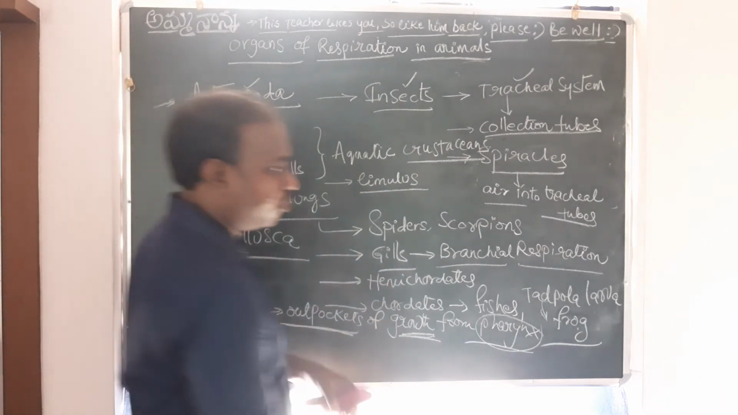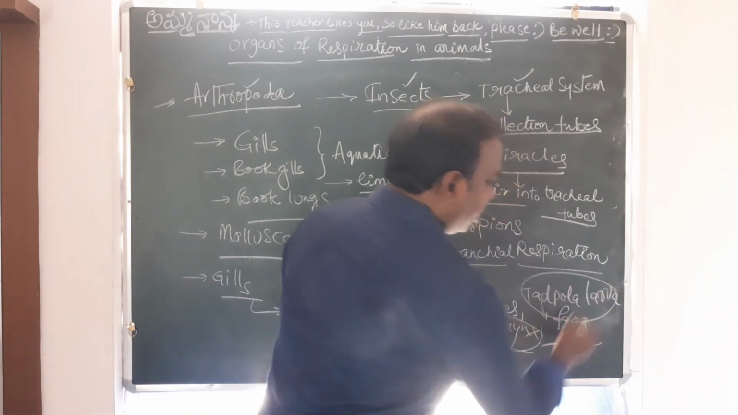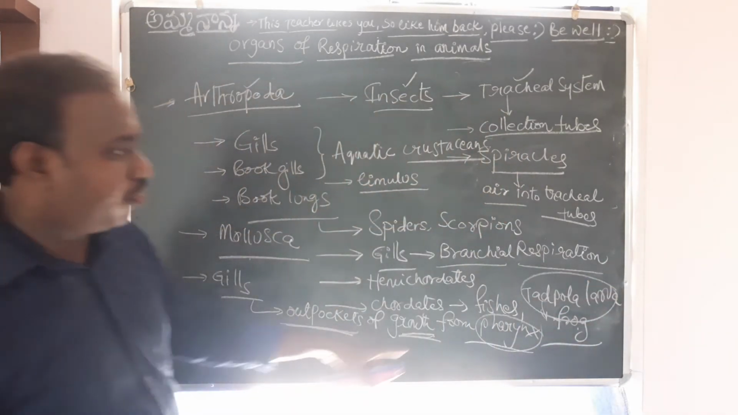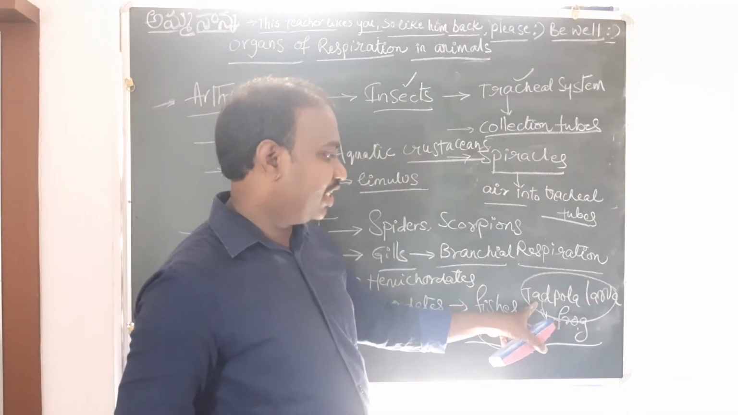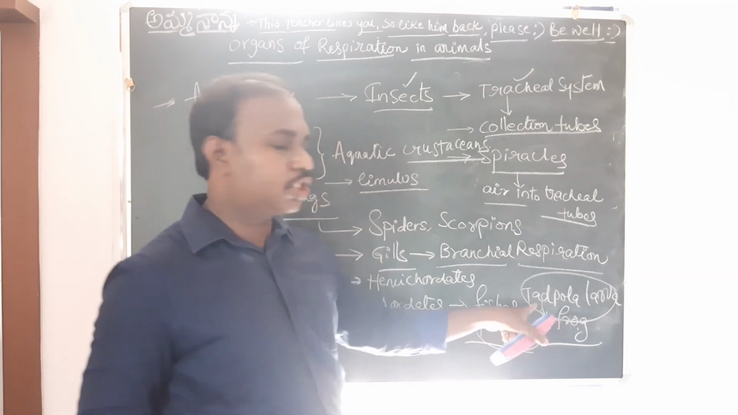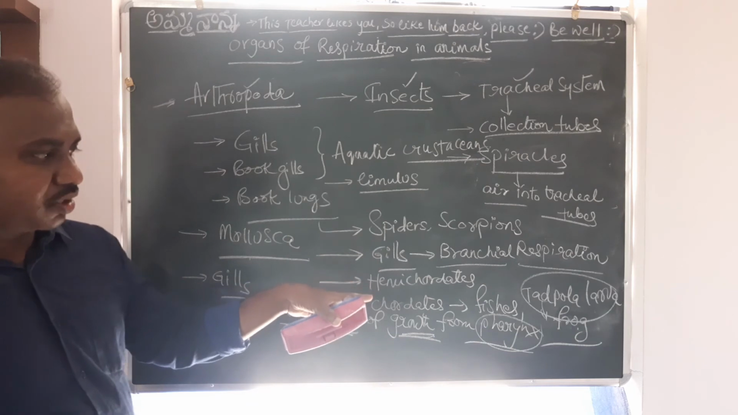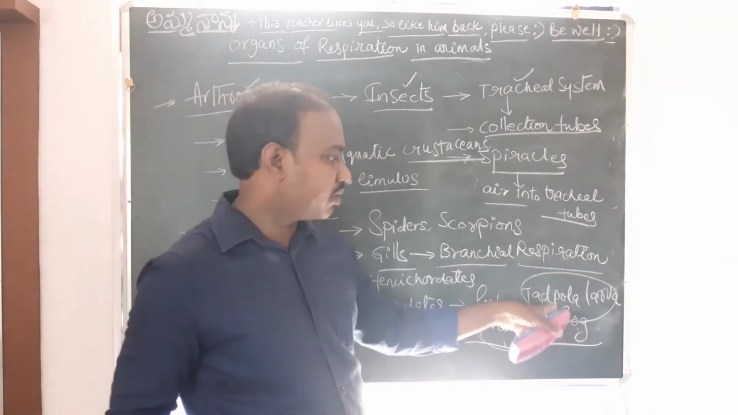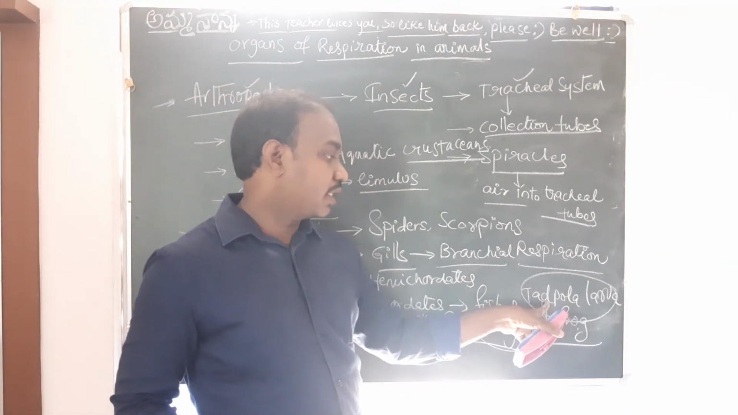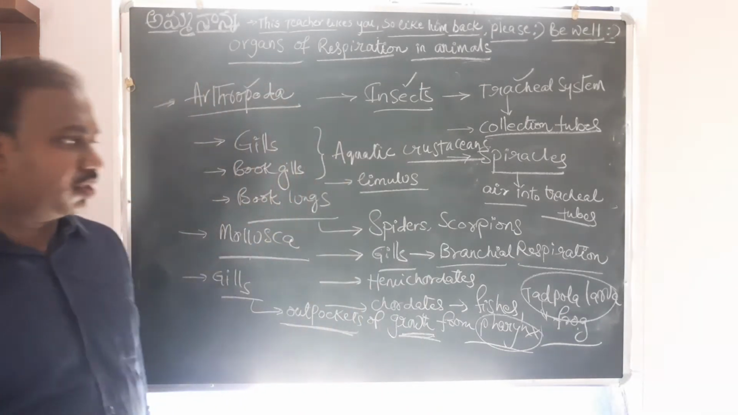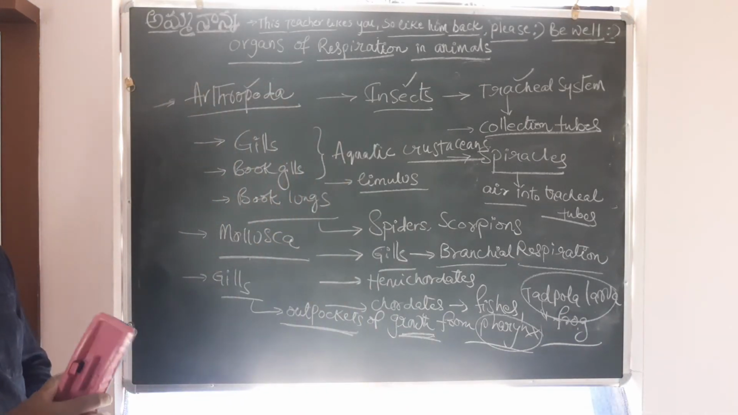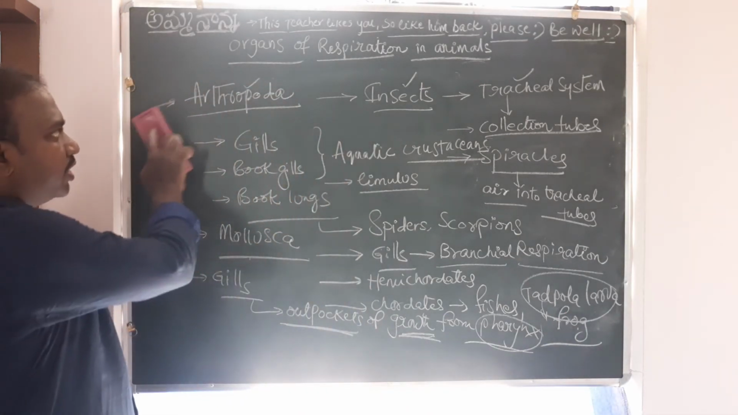And one more important point you need to remember here is the tadpole larva. In the tadpole larva the exchange is by branchial respiration, the gills. When the frog is developing, the exchange happens by the gills. In adult frogs, the exchange is by lungs. We're going to see about that now.